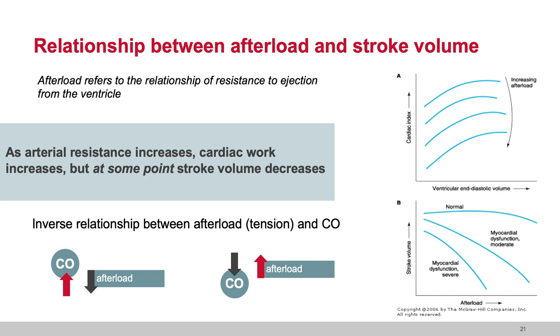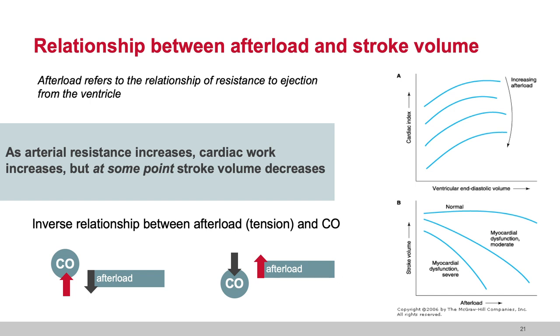So if we look at our top curve, the Frank-Starling curve, and we're looking at increasing afterload, you can see that as afterload, resistance load, increases, your cardiac output, in this case the index, drops. As your afterload increases, your cardiac index and stroke volume drop. And now the heart is distended and dilated and becomes more and more dysfunctional.